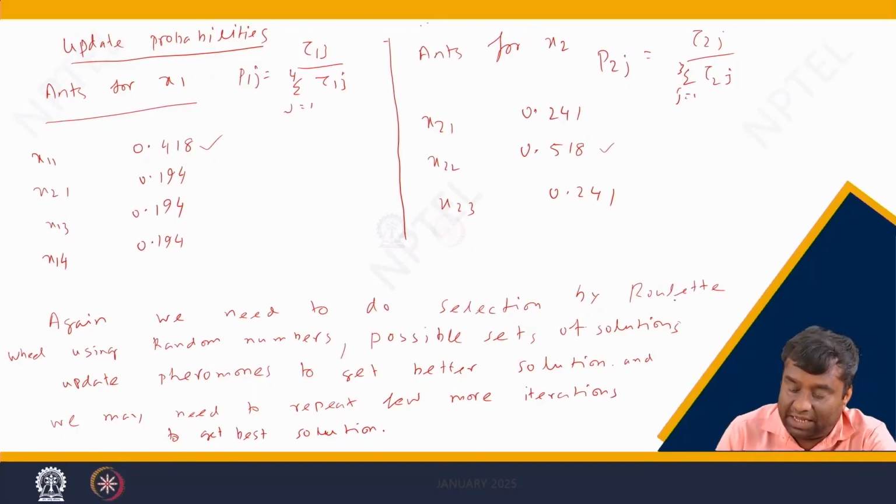So we need to do selection by roulette wheel, same thing, using a random number. For the possible set of solutions, we need to update pheromone to get a better solution, and we may need to repeat a few more iterations to get the best solution. So that is basically ant colony optimization.